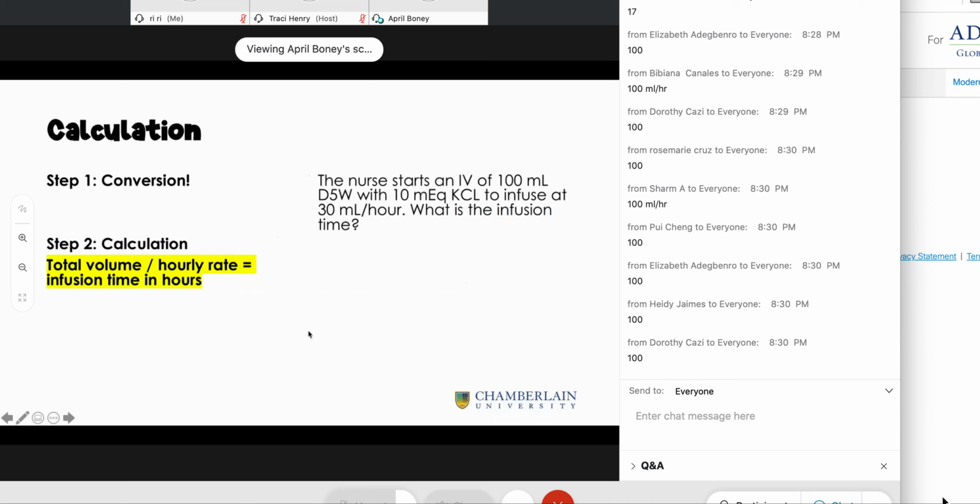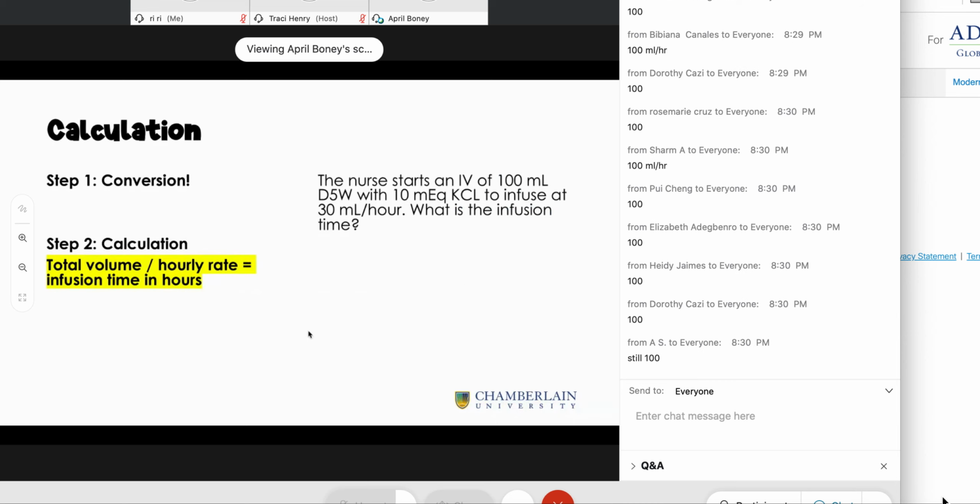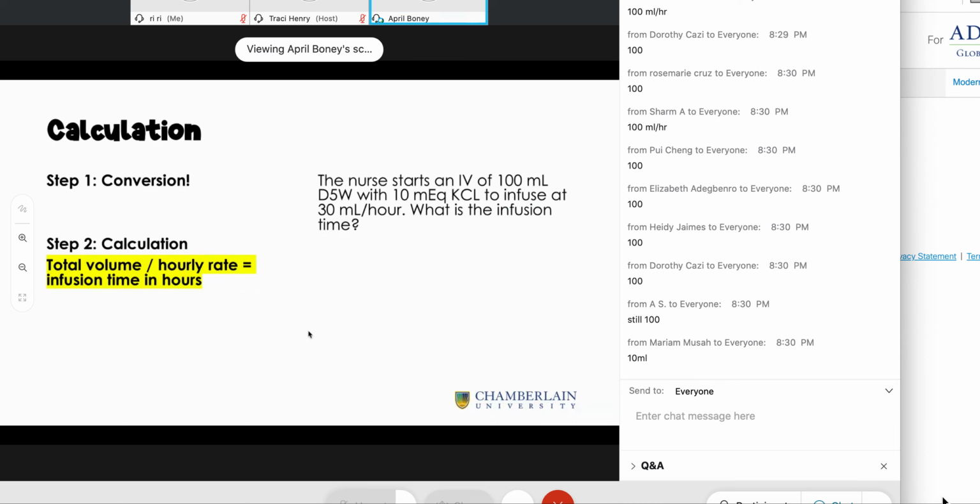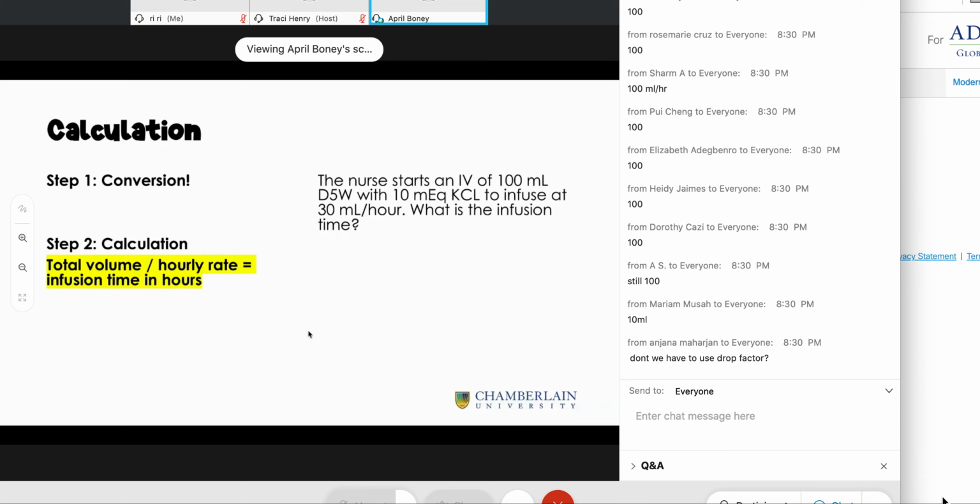Okay, let's move on. Now we're going to do infusion time. So now we're going to take our total volume and we're going to divide it by an hourly rate that we were given. And that's going to tell us how long our infusion is going to run, which is important for nurses, right? We want to know how long this bag is going to last before I'm going to need to replace it. So we're going to start with the prescription, which is 100 milliliters. That's our total volume of D5W. Doesn't matter that it's D5W with 10 of K, that's irrelevant. It's total volume, which is 100 milliliters.